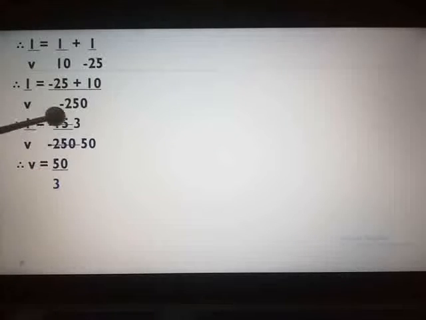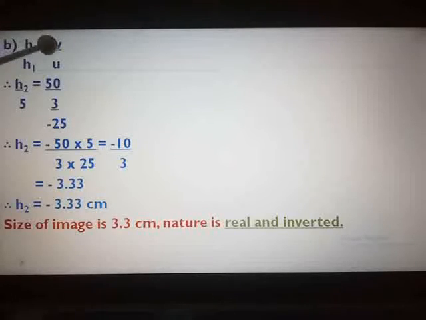1 upon v we have got 3 upon 50. So for v it will be 50 upon 3. This value of v we have substituted ahead over here. You can see v we have taken 50 upon 3. Now calculations as per your wish. Final answer is minus 3.33 centimeter. While writing, you will always write it as positive.